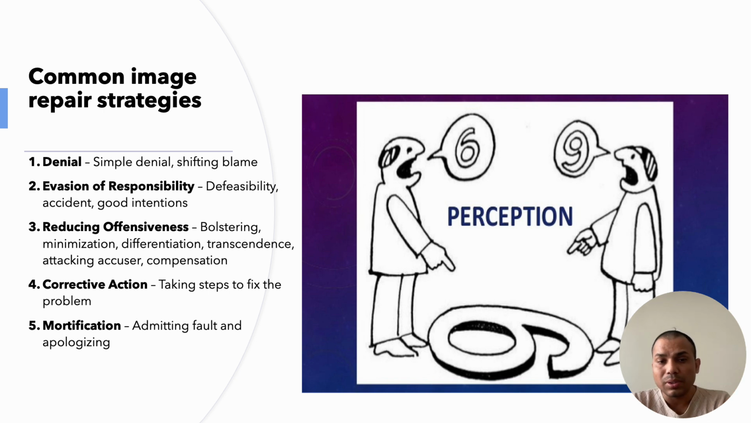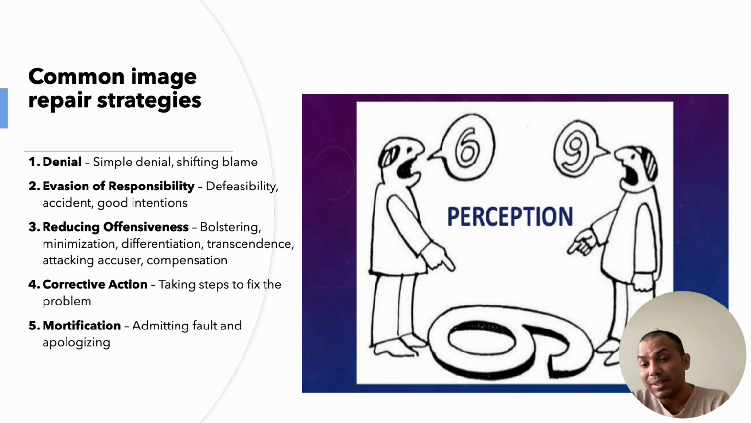According to this theory, there are basically 5 strategies to repair your reputation or image. The first one is denial. When there is some crisis and people blame yourself or your organization, then one strategy to handle that crisis is denial. You can simply deny whatever accusation is on your organization.